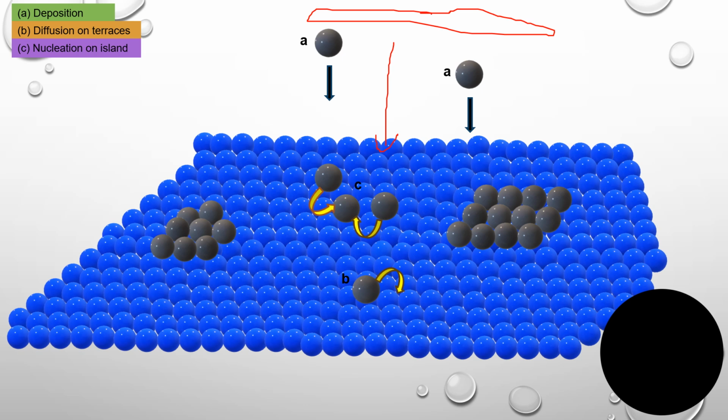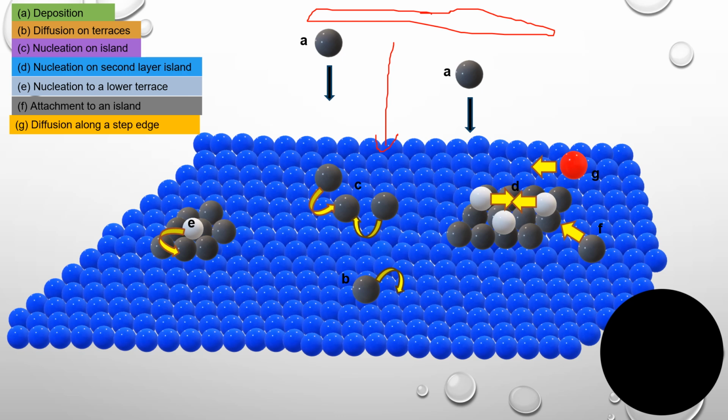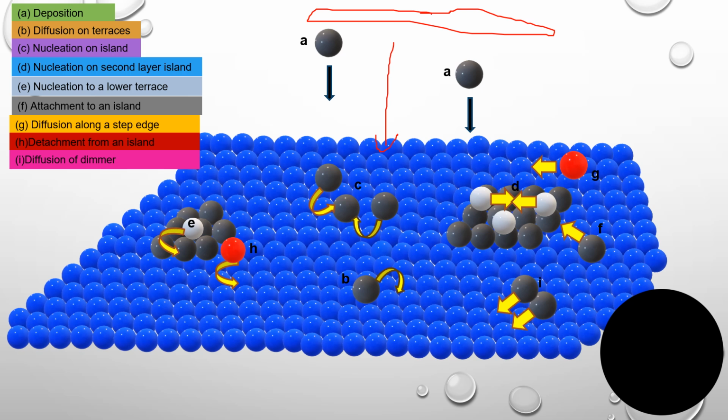This is called the nucleation of the island. And then the nucleation of the second layer of island. And then nucleation on the lower terrace. So it will go one by one. It will go to the lower energy to fill up whatever they can fill up. And then attachment to an island, and then diffusion along a step edge. And the last one is detachment from the island. So that is how the thin film can occur in a process. It takes a few steps in order for them to make another layer on top of this.